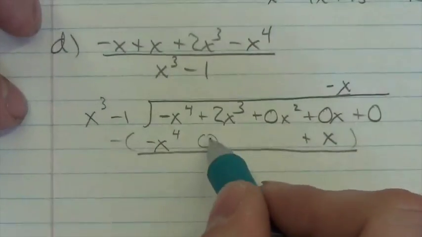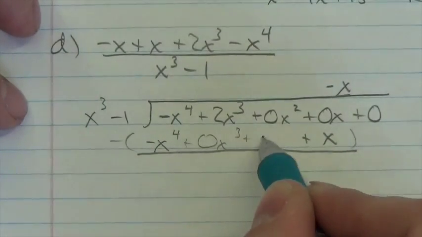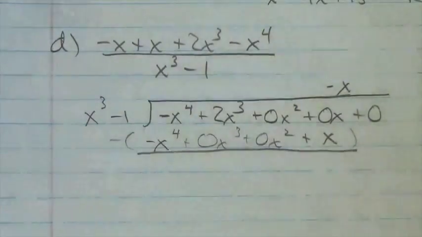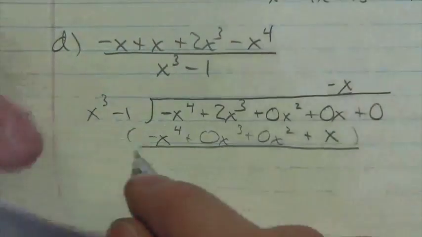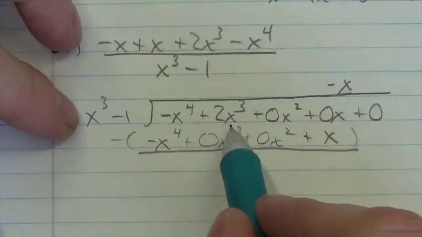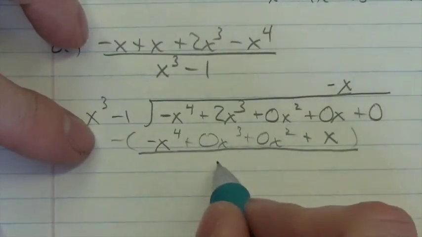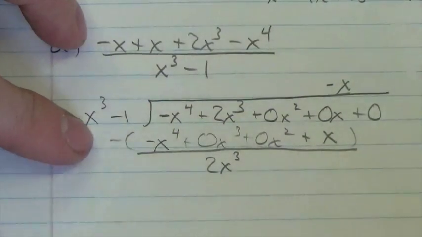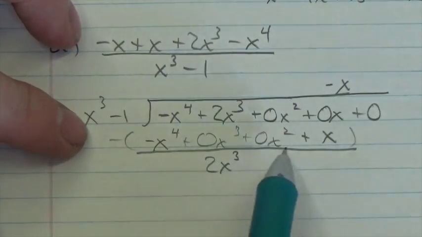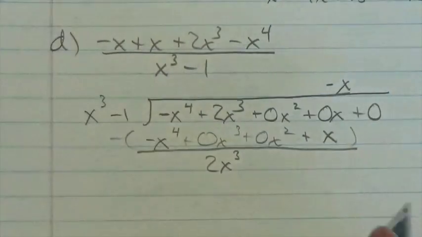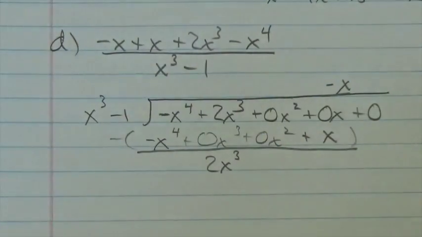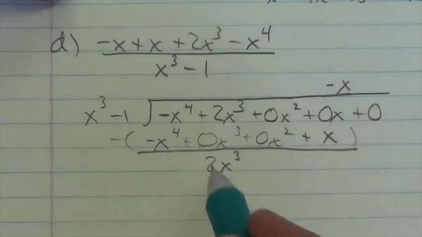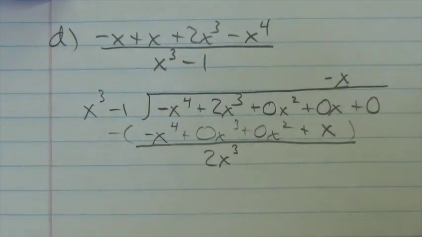Just consider these 0x cubed plus 0x squared. But now I'm going to subtract. Negative x to the fourth minus negative x to the fourth goes away. 2x cubed minus 0x cubed is 2x cubed. You see, if you don't pay attention to what's missing there, the in-between terms here, the fact that that drops out might elude you. You might not see that that's supposed to drop down into this next step.